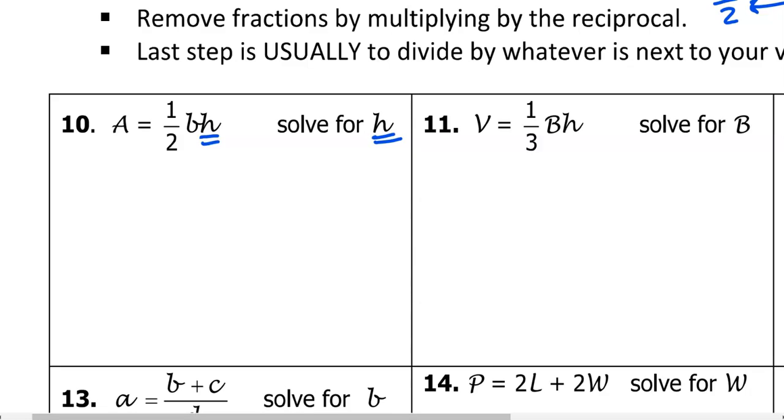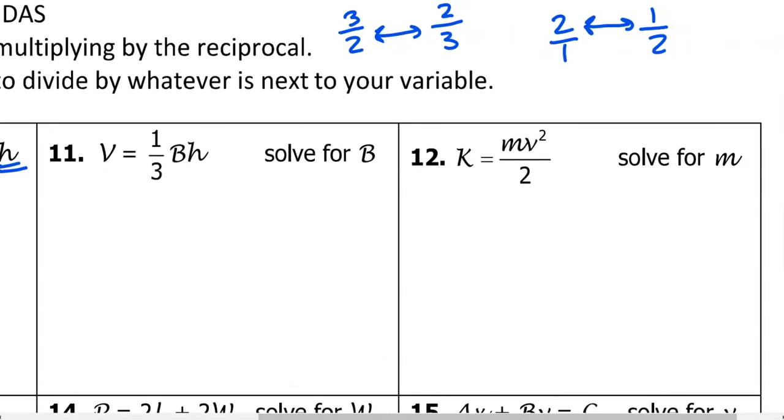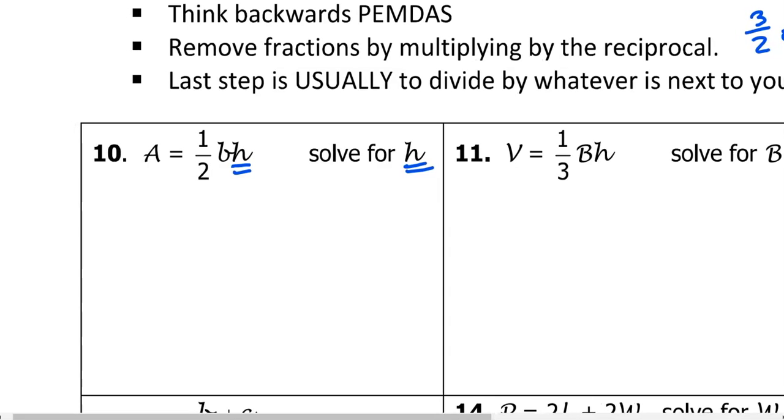So A is already separate from the H, right? We have a 1/2 though, and we have a B that are still attached to my H, okay? Up here it says remove fractions by multiplying by the reciprocal. What is the reciprocal of 1/2? It was even one of our examples. It's 2/1, right? So we're going to multiply both sides by 2/1.